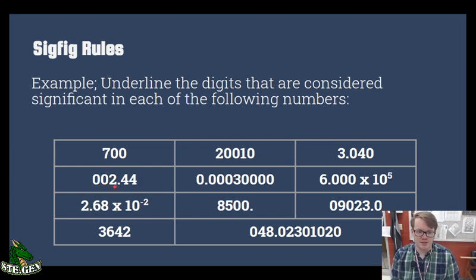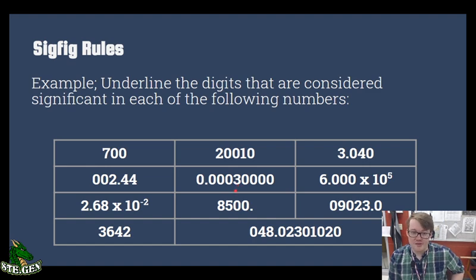2 is the first thing that is significant, and then we have 4 and 4. So that is 3 sig figs. Going to the next one, same thing applies. Again, we need these zeros. They are placeholder values. They are there so that we can determine that this is a small number. We need them to tell us that this number is very small, but they aren't actually contributing to our value. So ignore, ignore, ignore, ignore.